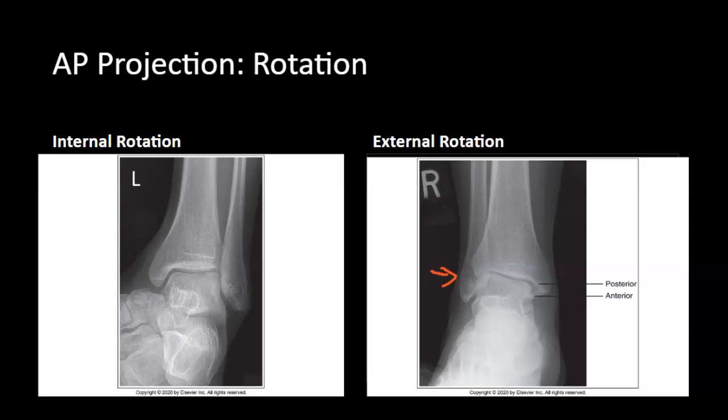In internal rotation, you're going to again look at that tib-fib relationship and that talus-tibia relationship. Like I said, in internal rotation, the tibia will superimpose less than one half of the fibula, okay? And the talus superimposes the posterior tibial margin, closing that medial mortise.